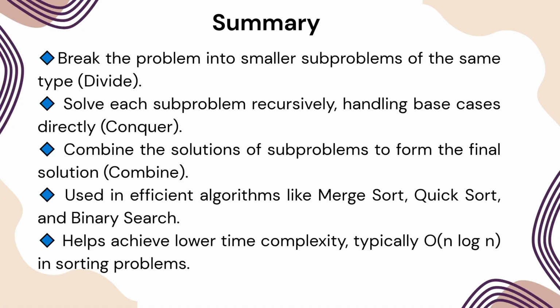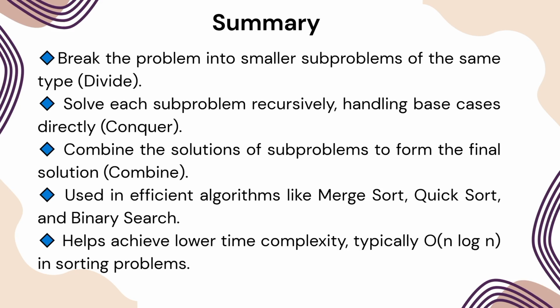To summarize what we have seen so far, we have seen what the divide and conquer approach is. It should be used when the problem is large. With divide and conquer, a bigger problem is broken down into several smaller sub problems, and that is the divide step. The next step is the conquer step, where we solve each of those sub problems recursively, handling base cases directly, and as the last stage we have the combine step that combines the solutions from all the sub problems to form the final solution.